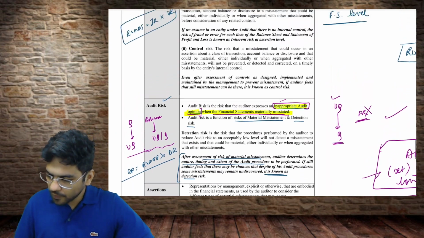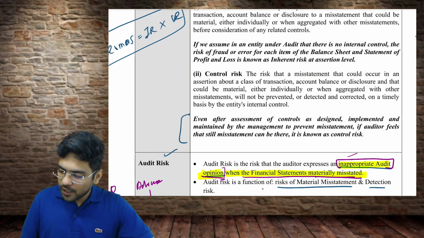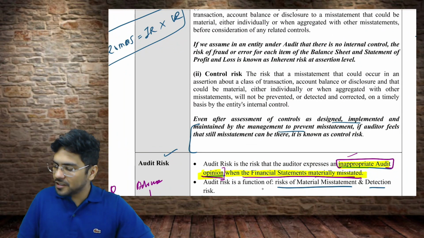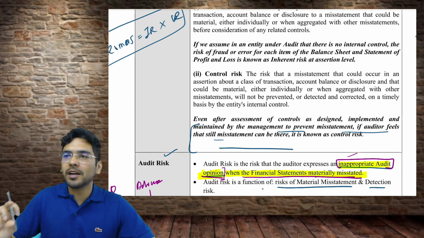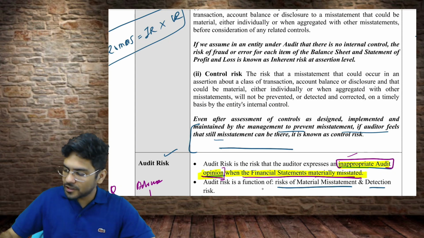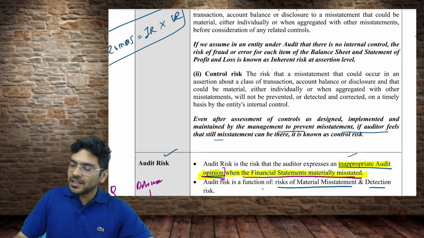All right. Now, what is control risk, guys? Okay, just read this part. Even after assessment of controls as designed, implemented and maintained by management to prevent misstatement, if the auditor feels that still misstatement can be there, that means even after controls, if there is a misstatement, it would be known as what? Control risk.